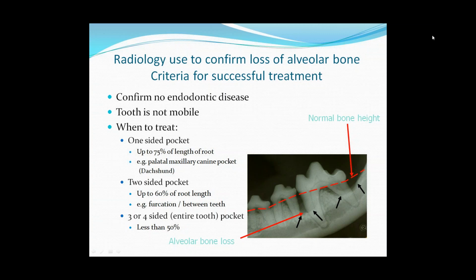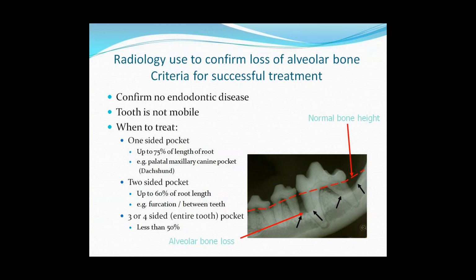The worst case scenario, though, would be a four-walled pocket. This is when you could actually run your probe around the whole root of the tooth. So you've actually lost attachment around the whole of the tooth.